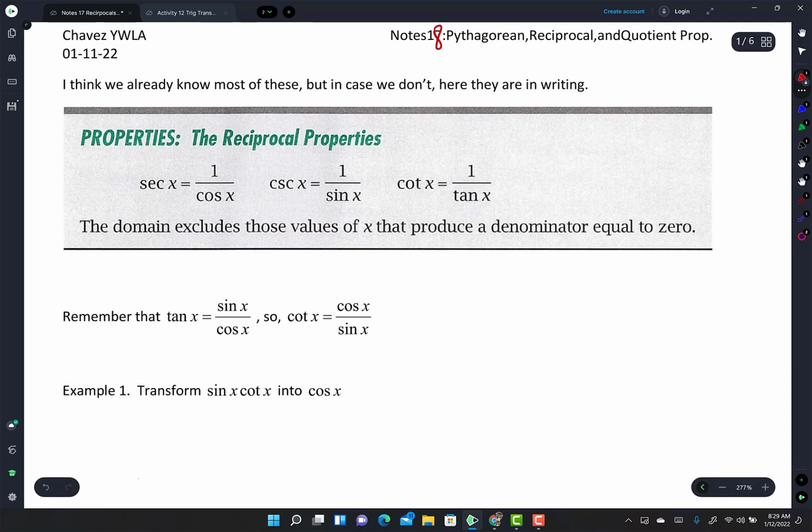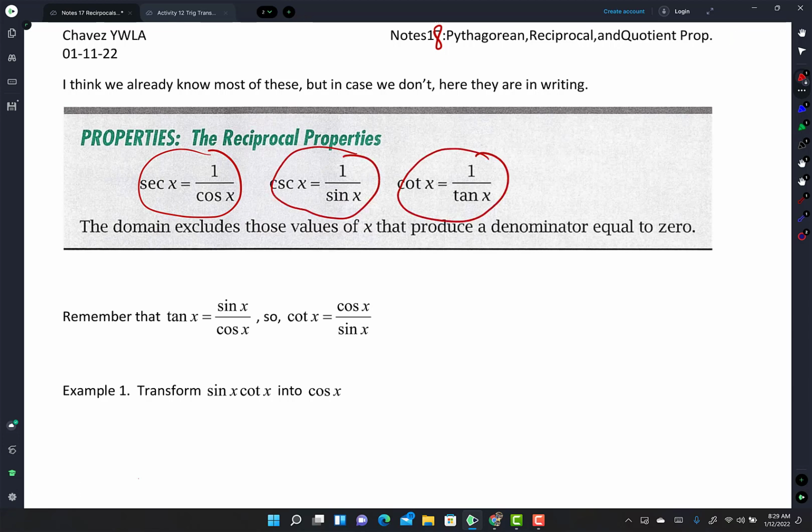So what we're doing today is trig identities, Pythagorean trig identities, reciprocals, quotient properties, and you're going to see it's not that bad. You already know some of it, but you don't know all of it. So yes, you've been exposed to sine, cosine, tangent. Yes, you know the reciprocal properties. You know the reciprocal of cosine is secant, the reciprocal of sine is cosecant, the reciprocal of tangent is cotangent.